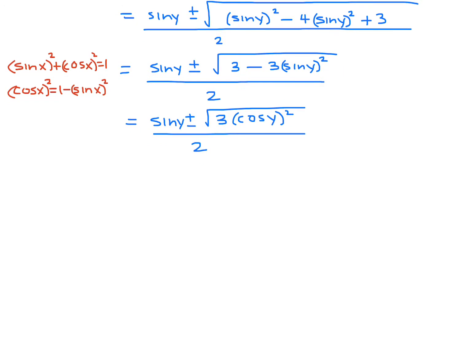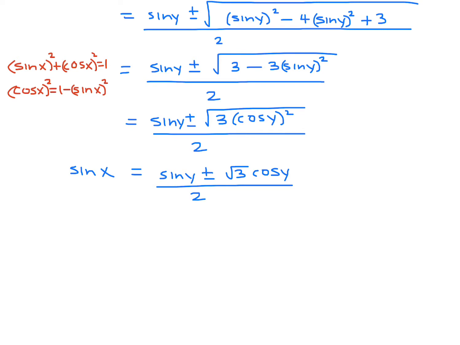All right, so we're simplifying here. And let's not forget what this is, sine x. Sine y plus or minus, well, the square roots will disappear, and this just becomes root 3 cos y, all over 2.